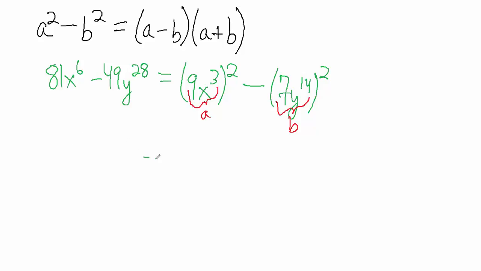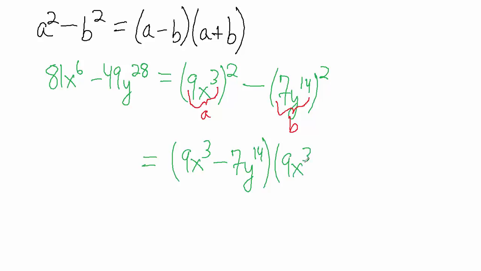So the formula tells us when we factor a squared minus b squared, we should get the quantity a minus b times the quantity a plus b. Well, a is 9x cubed, so a minus b is going to be 9x cubed minus 7y to the 14th, and then a plus b is going to be 9x cubed, that's our a, plus 7y to the 14th, that's our b. Okay, and that's pretty much it. So when we use the difference of squares formula to factor this expression here, we end up with this.